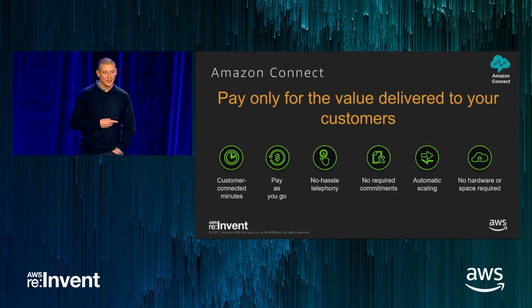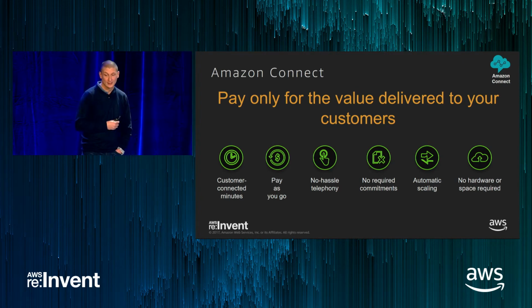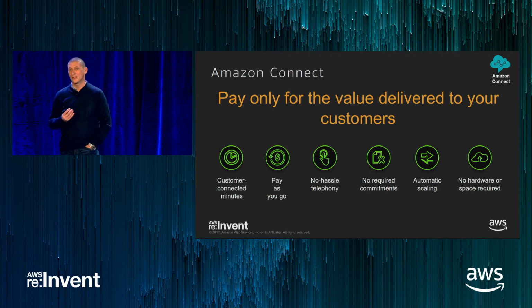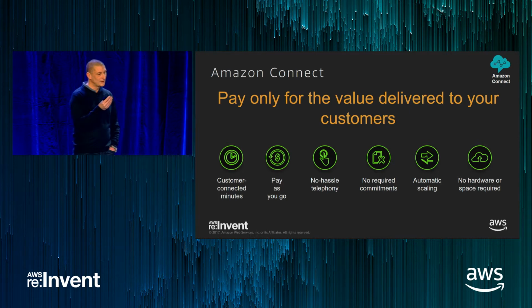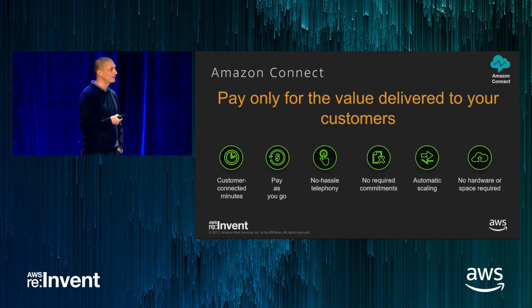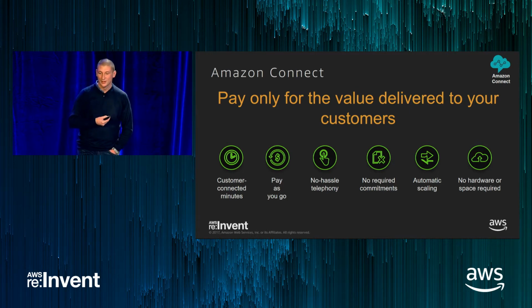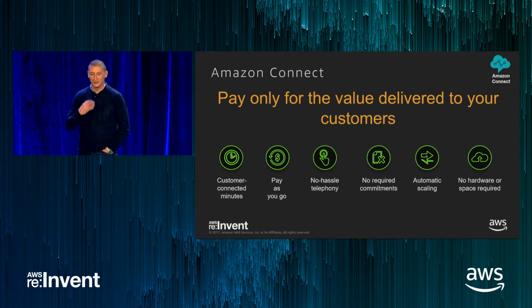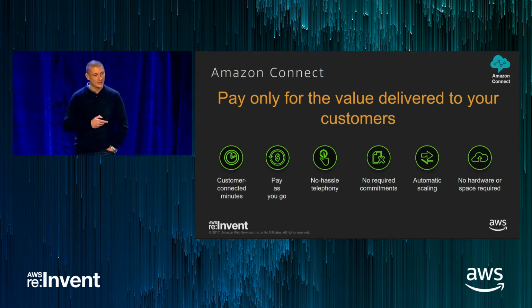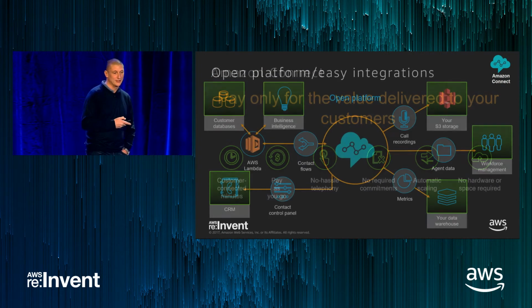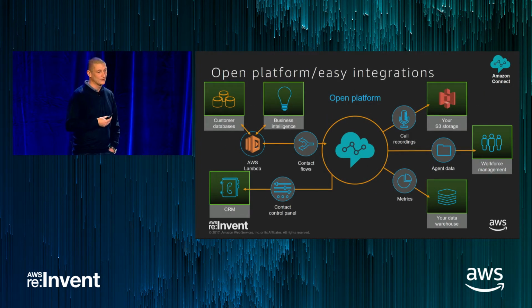Now, earlier this year, we announced Amazon Connect. This delivers a complete contact center at a fraction of the cost of traditional contact center solutions. But this is also like all the other AWS services. It's pay-as-you-go. So you can scale up and scale down, and it will meet your needs without worrying about the telephony, the hardware, space, or capacity. And what's really powerful about the solution is how it's open and integrates into the overall platform.